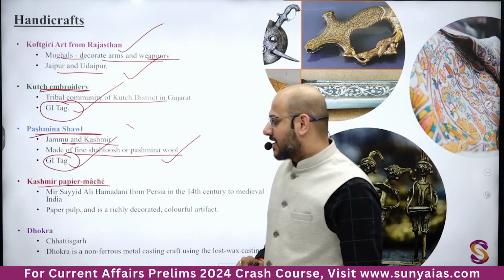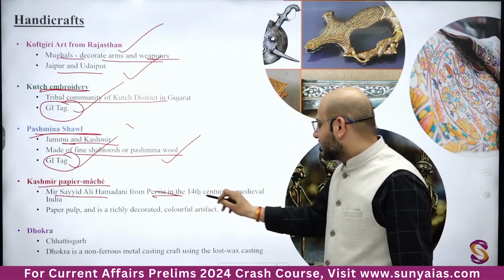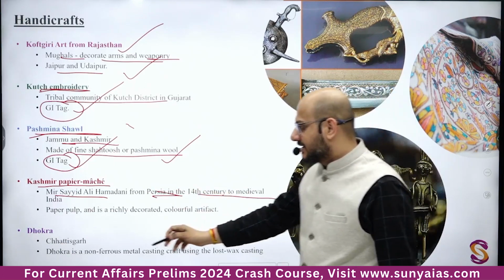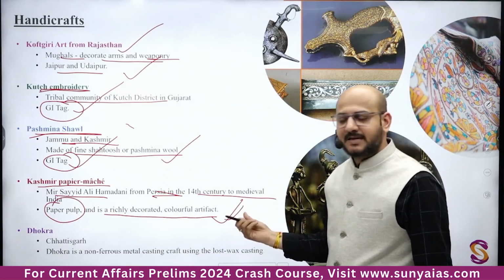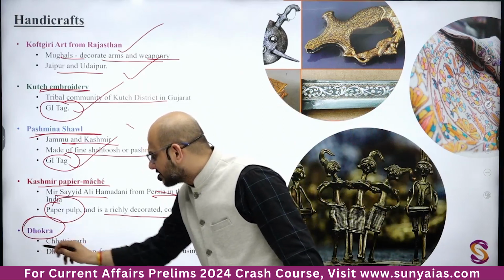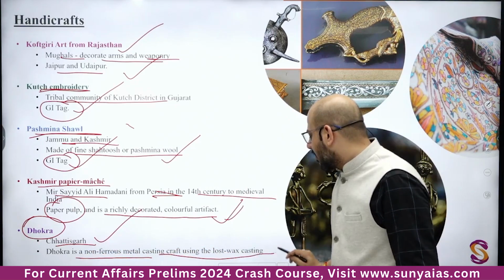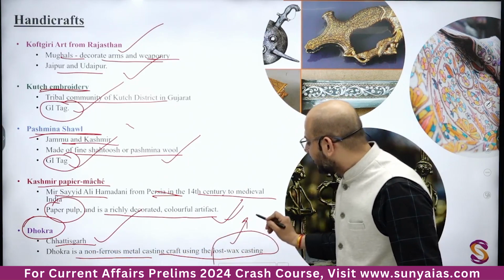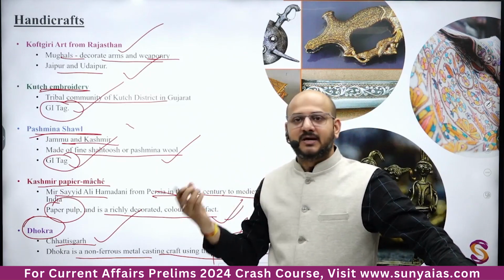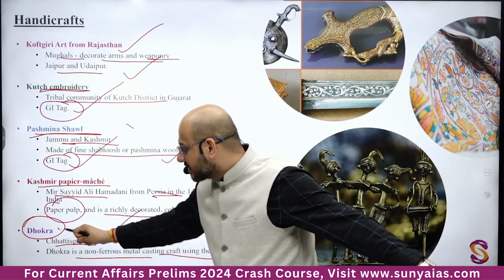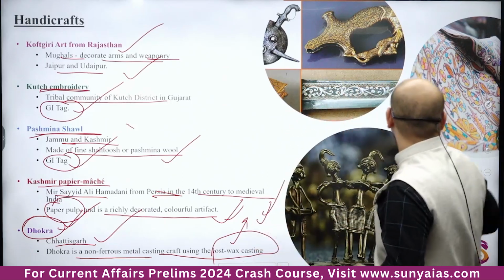Kashmir papier mache. Mir Sayyid Ali Hamadani from Persia in the 14th century to medieval India. Kashmir paper mache, paper pulp basically, and is a richly decorated colorful artifact. Paper pulp से ही बनता है ये. Dokra also very famous from Chhattisgarh. Dokra is a non-ferrous metal casting craft using lost wax technique. ये lost wax technique हड़प्पन time से चल रही है, देख रहे हो. Harappan times में भी जो हमको seals मिल रहे थे lost wax technique से बन रहे थे. And Dokra art in Chhattisgarh right now is also using this kind of techniques. So these questions could be asked in the examination.